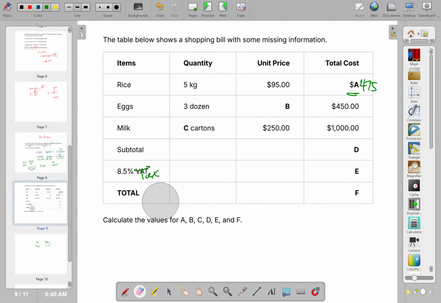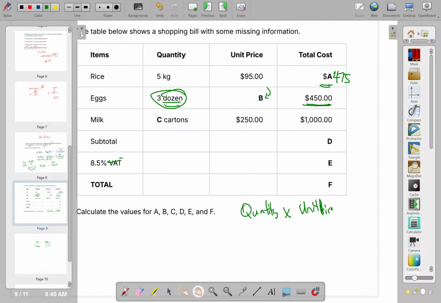Now, let's go again. Ready, set, go. For eggs, 3 dozen is what I purchased. Each dozen costs a certain amount. Now, I know what the total of everything is. So what you're learning here is that total cost equals your quantity times your unit price. Now, I don't like to give too many formulas for everybody to just memorize.